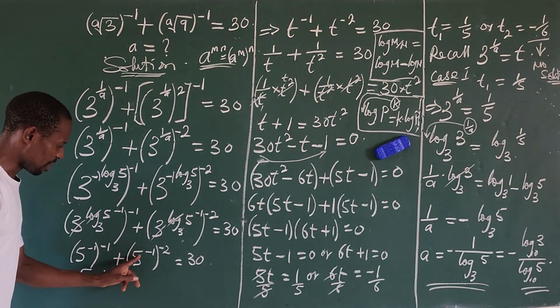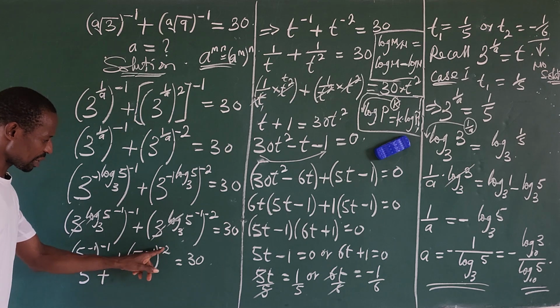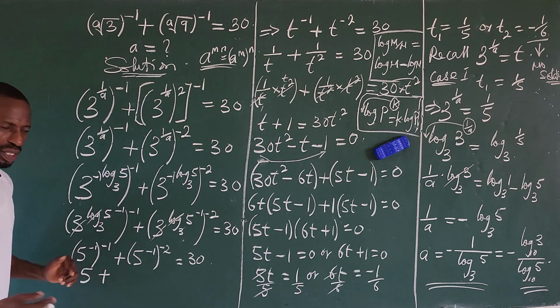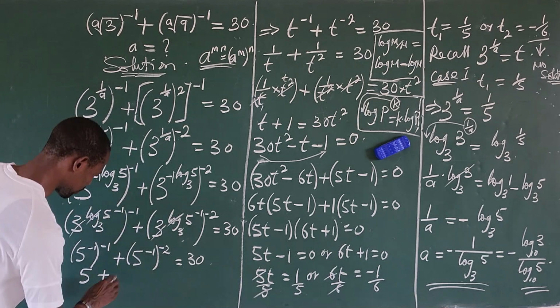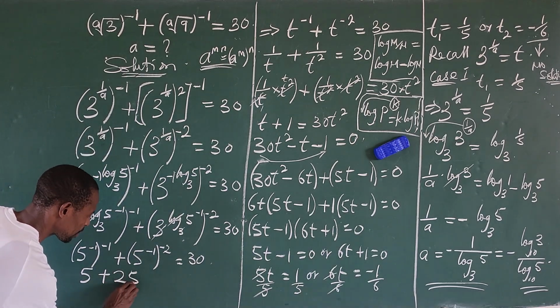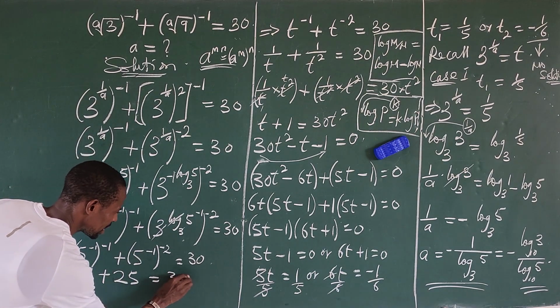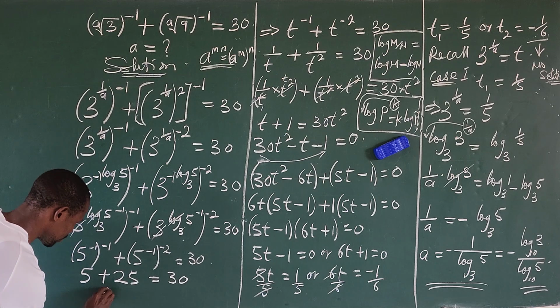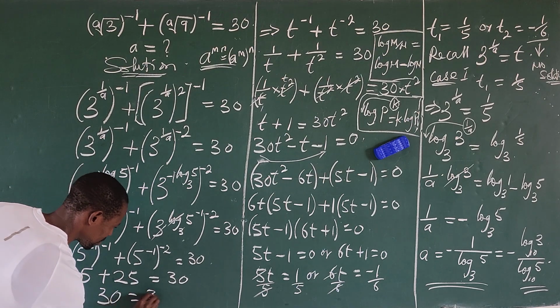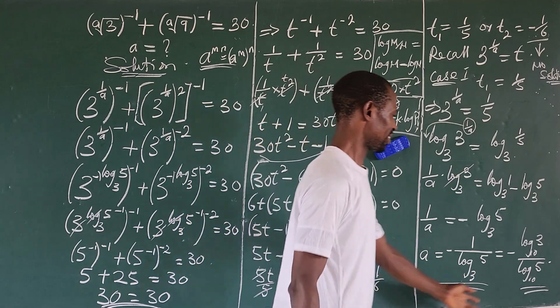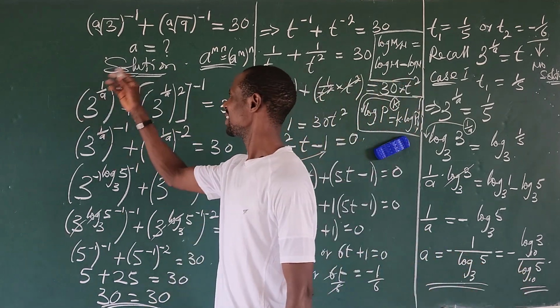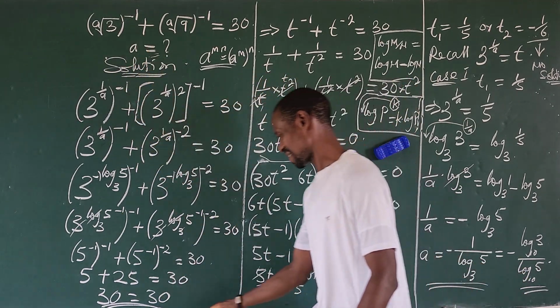Here we have minus 1 times minus 2, which gives us plus 2. So this gives us 5 to the power of 2, and 5 to the power of 2 gives us what? 25, which equals 30. Then 5 plus 25 gives us what? 30, which is equal to 30. So this shows that the answer satisfies the original equation.